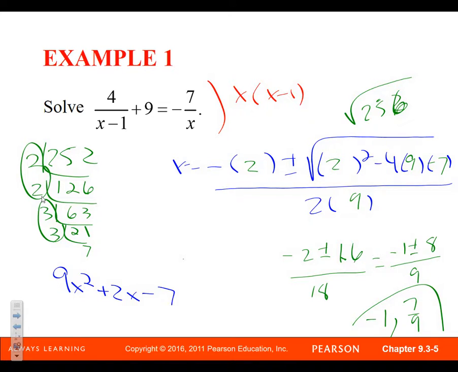Wait, what does that say? -2 plus or minus what? 16. Oh, I didn't erase the whole last thing I had on there. So now, a little better? Okay, cool. Sorry about the whole 252 thing.